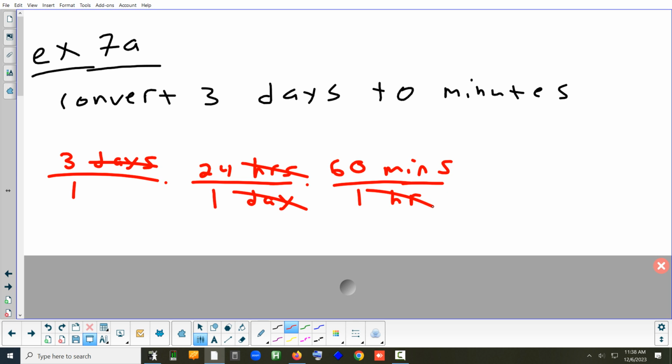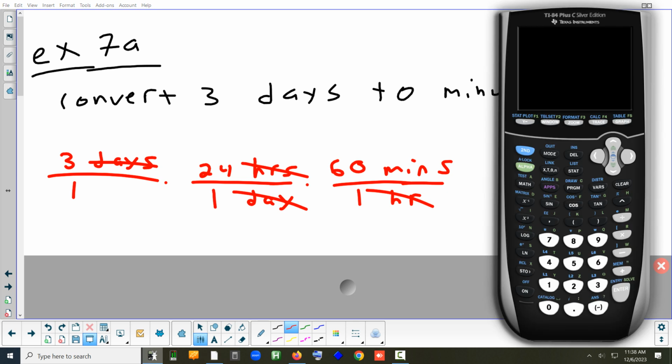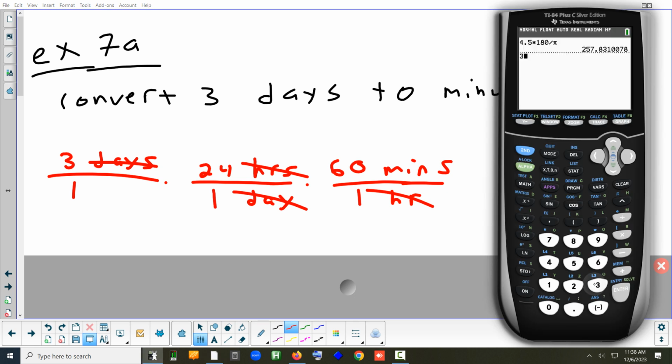When you're done, you just multiply straight across. Sometimes the denominator is all ones. It depends. In this case, it is. And we just do 3 times 24 times 60. So 3 times 24 times 60. There are 4,320 minutes in 3 days.